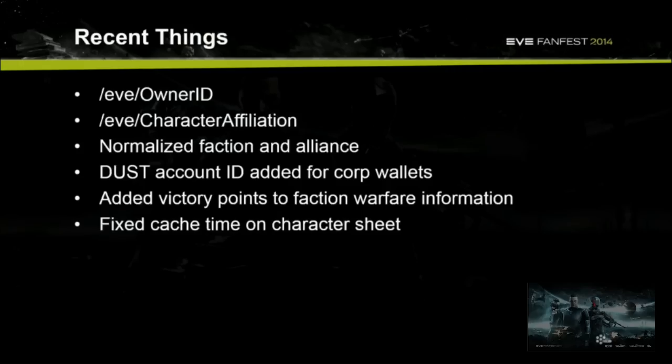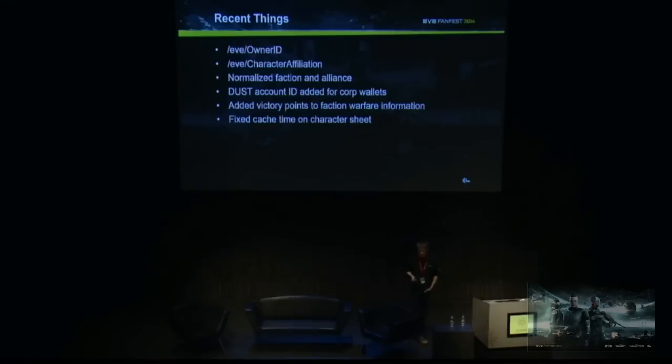The character sheet, slash char slash character sheet, always returned a cache time of exactly the time you requested it. There was a less than sign instead of a greater than sign. It was great.